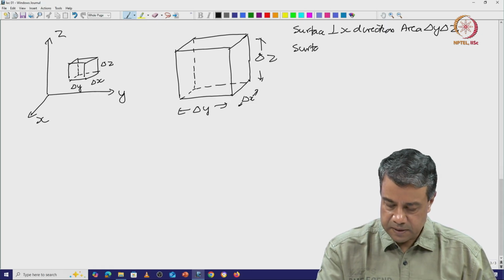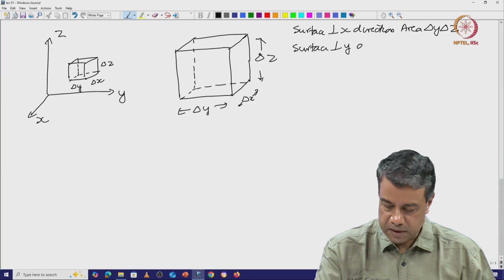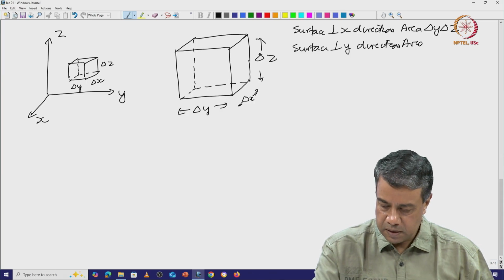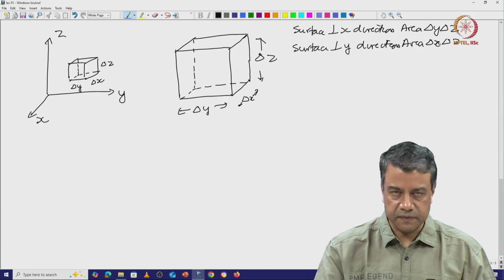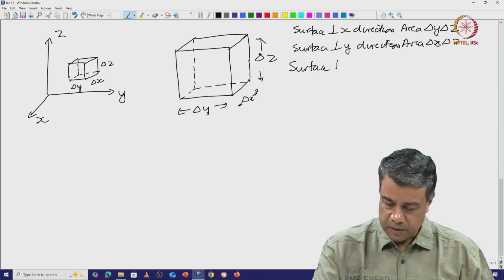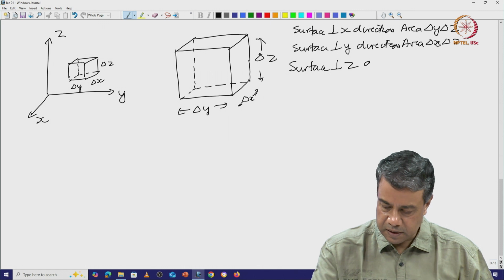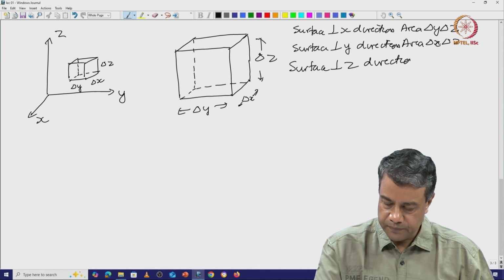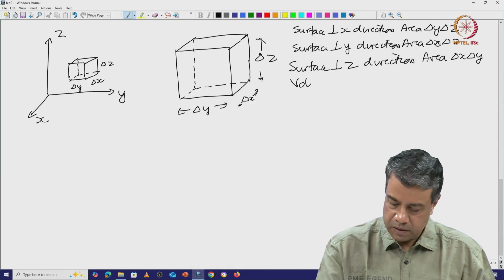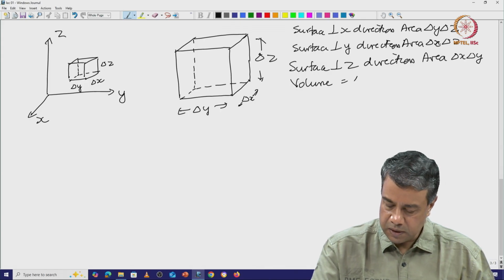Then surface perpendicular to y direction has area delta x, delta z, that is the right and the left surfaces, and surface perpendicular to the z direction has area delta x, delta y, and the volume is equal to delta x, delta y, delta z.